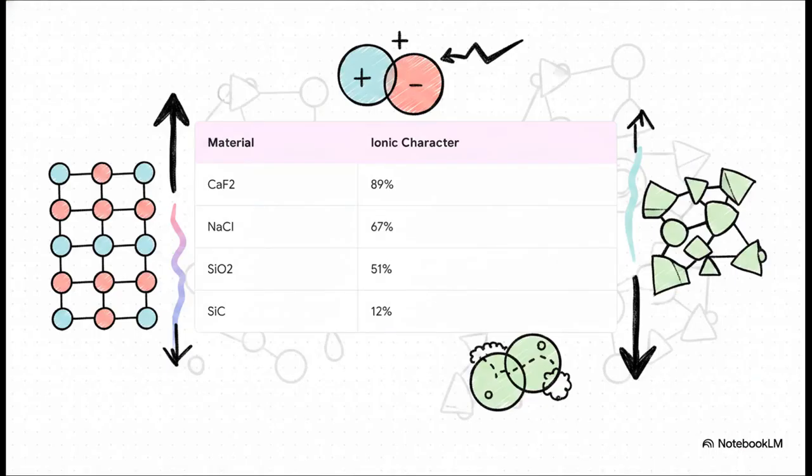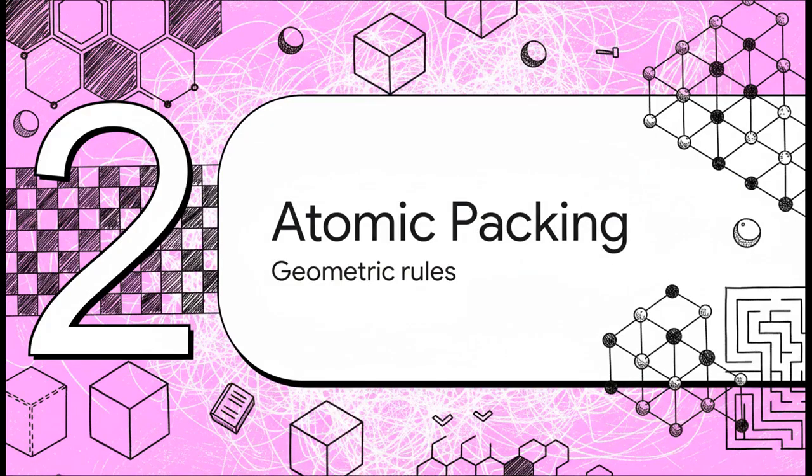Now, because ceramics combine at least two different elements, their atomic bonds actually exist on a spectrum. If you look at calcium fluoride at the top there, it's predominantly ionic, sitting at an 89% ionic character. But as we move down the list to something like silicon carbide, the bonds become almost completely covalent with only a 12% ionic character. And this spectrum is a real game changer because it fundamentally alters how these atoms pack together.